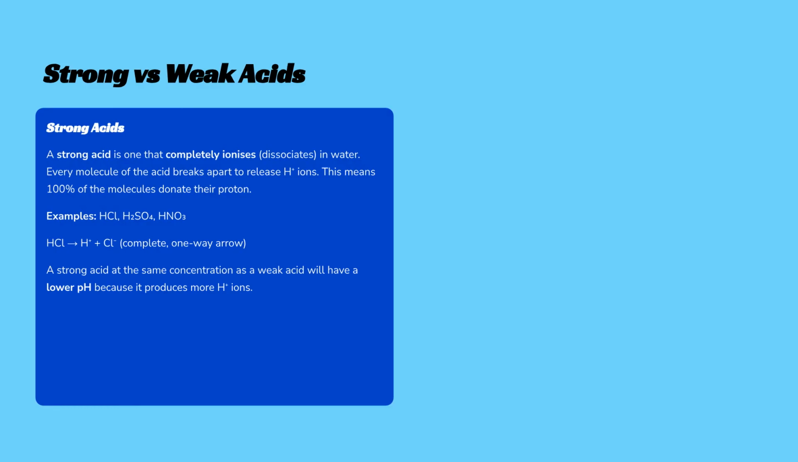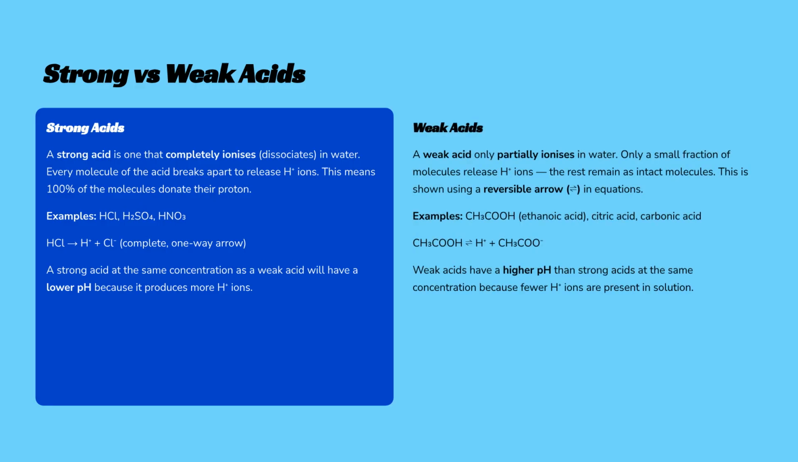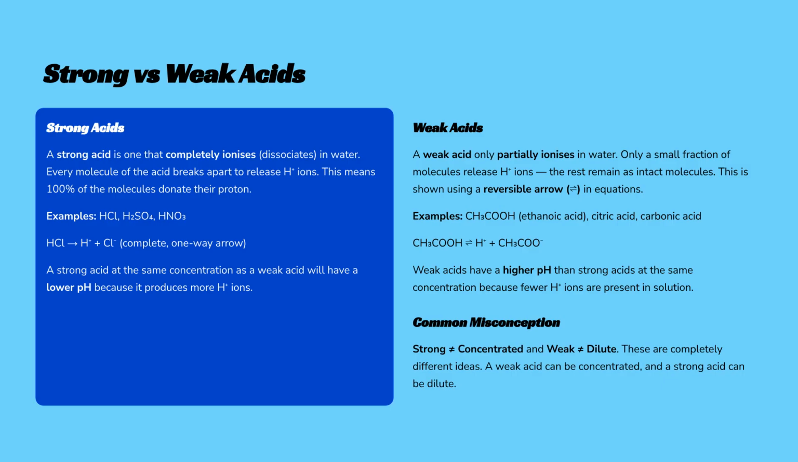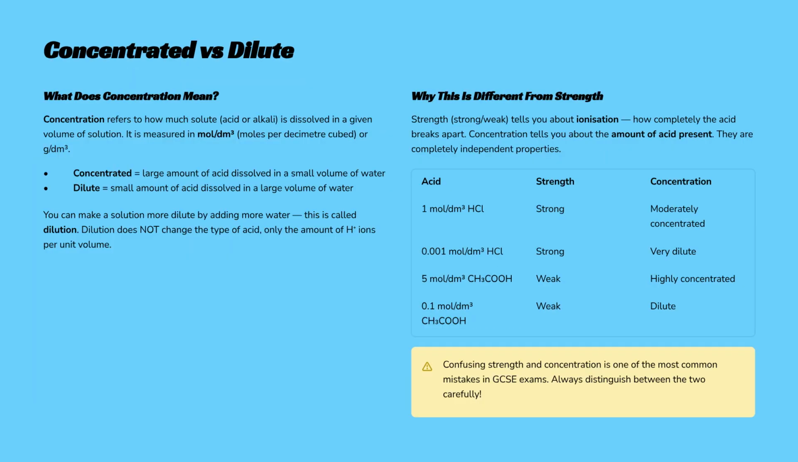A strong acid completely ionizes in water, releasing 100% of its protons, such as HCl. A weak acid only partially ionizes, shown with a reversible arrow, like ethanoic acid. Weak acids have a higher pH than strong acids at the same concentration because fewer H+ ions are produced. Remember, strength is about ionization, not concentration.